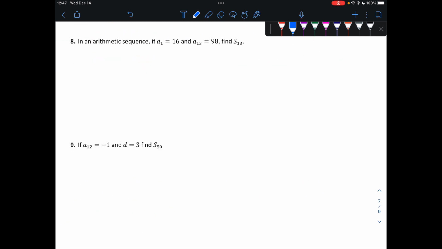Number 8, in an arithmetic sequence, if a sub 1 equals 16 and a sub 13 equals 98, find s sub 13. So let's start with our basic formula here, 16 plus n minus 1 times d. If a sub 1 equals 16 and a sub 13 is 98, so 98 equals 16 plus 12d. So 82 equals 12d. 41 over 6 would be our common difference.